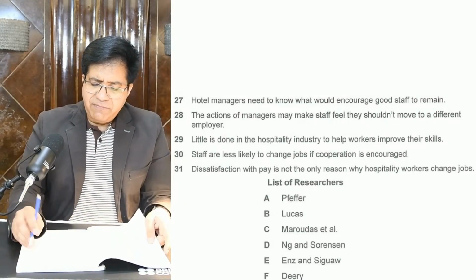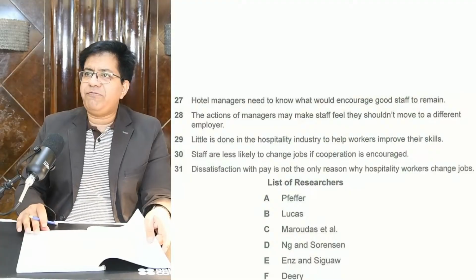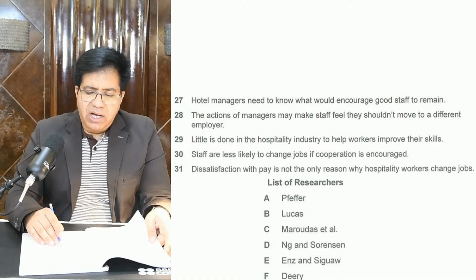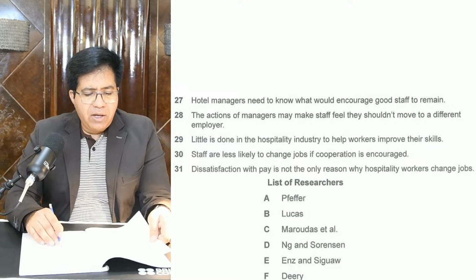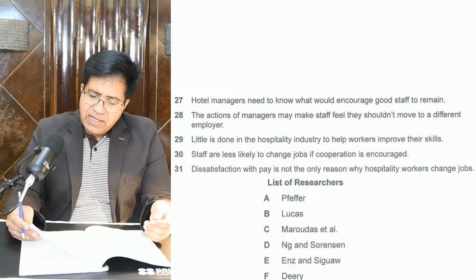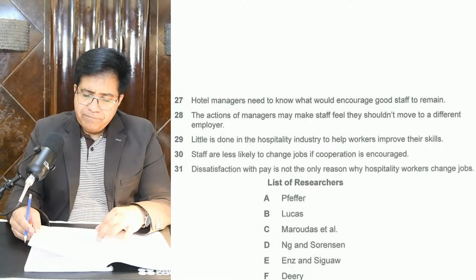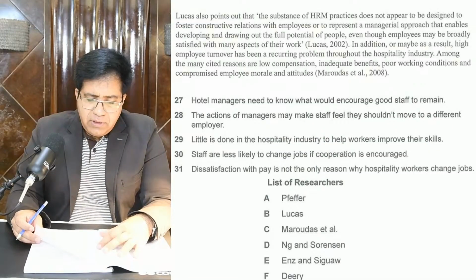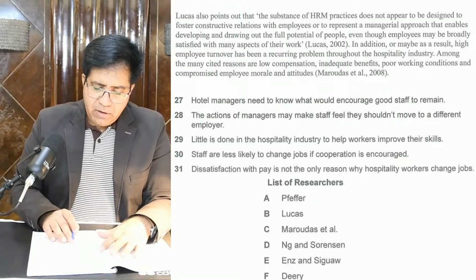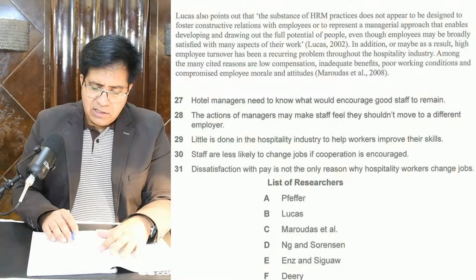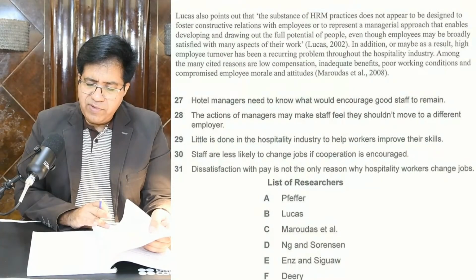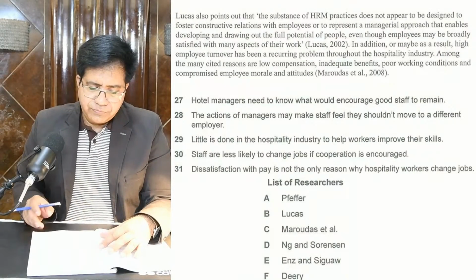All right, and by the way, we did not find any statement of Pfeffer, so we just leave him. Now we've got option C, Marudas et al. Where is he? Okay, fourth paragraph. Please come to fourth paragraph. And there we've got Marudas et al. We just read about him. We have Lucas as well. Yeah, Lucas is option B. We've answered one question of Lucas already.